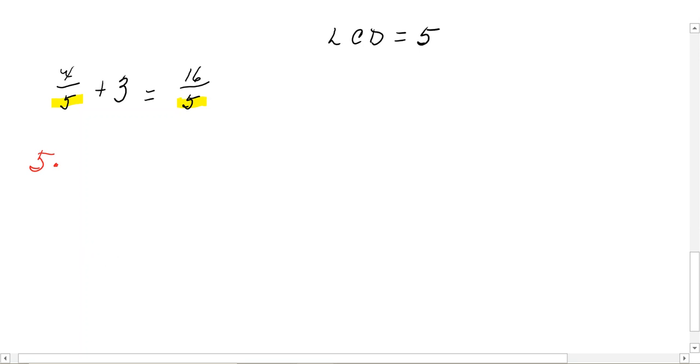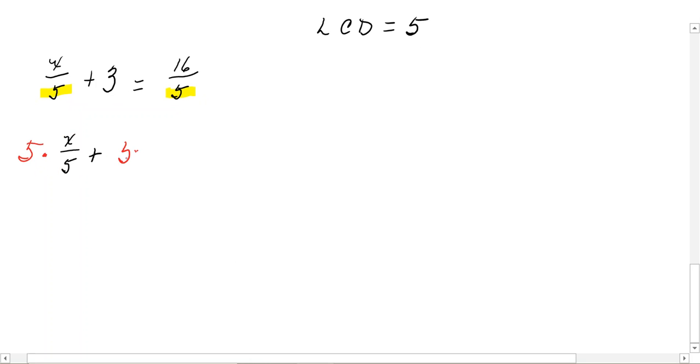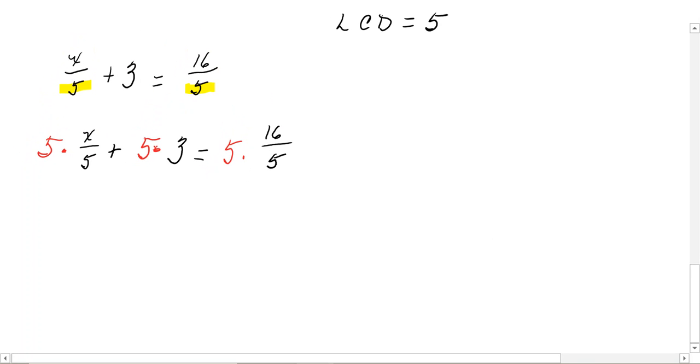5 times x over 5 plus 5 times 3 equal sign 5 times 16 over 5. Even if it's not a fraction, because it's an equation and whatever you do to the left, you have to do to the right, you have to multiply every term.